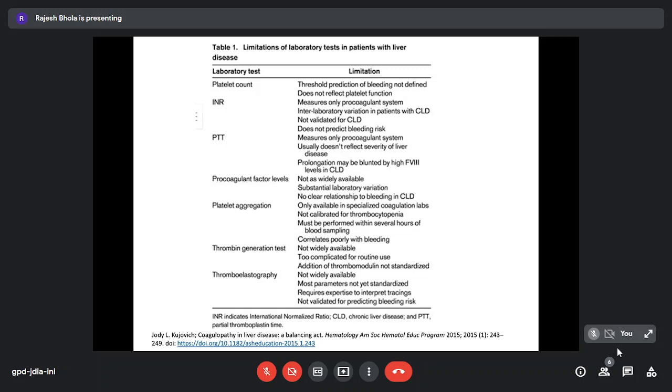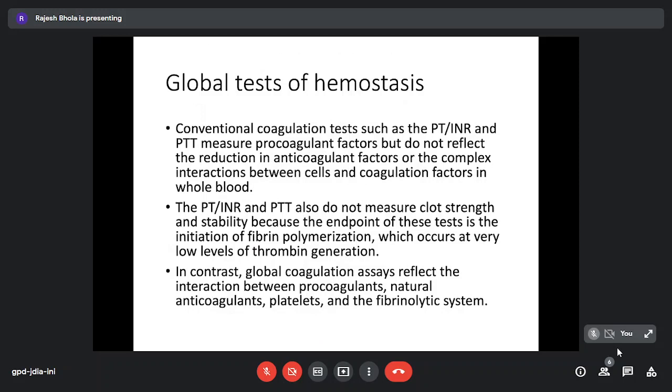The major problem with tests like PT INR or the platelet count is that they are predicting only the procoagulant system. They are not predicting the anticoagulation system, because of which there is a need for a global test. Why is a global test required in hemostasis? Conventional coagulation tests like PT INR or APTT measure the procoagulant factors. They do not reflect the reduction in the anticoagulant factors, or the complex interaction between the cells and coagulation factors in the whole blood, because you are separating the plasma. The PT INR or APTT also do not measure the clot strength and stability, because they are not looking into the fibrinolytic or fibrin stabilization process.